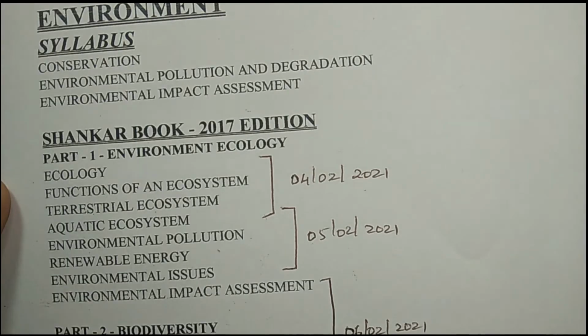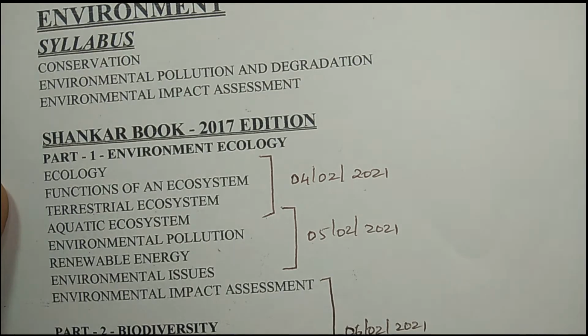The first part here is environmental ecology. If you go through the Shankar book and class 12 NCERT, you will find that there are approximately 44 units that need to be covered for environment, apart from current affairs and map based questions. So what I'll be doing is a 15 days plan.